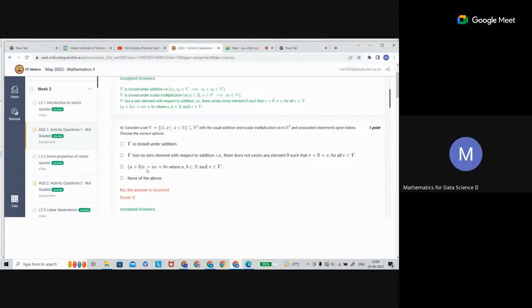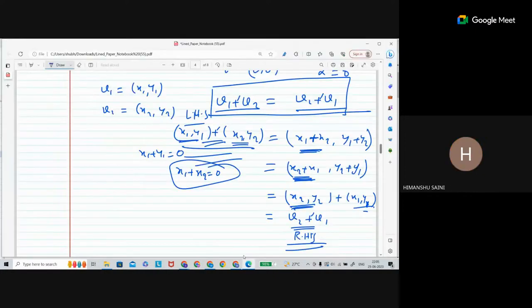What is it called? What is the name of this operation? Distributive. Sorry, what is it? Distributive. Oh, this is distributive. Okay. So how is it true for distributive then? Yeah, actually it is correct. This is correct. Okay. Sir, can you explain?